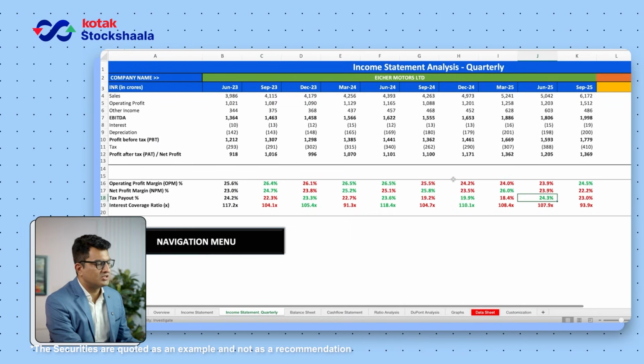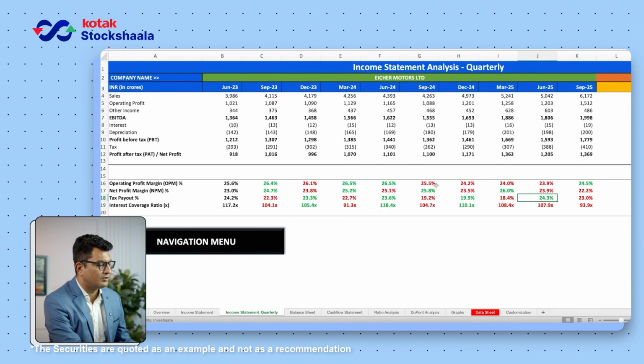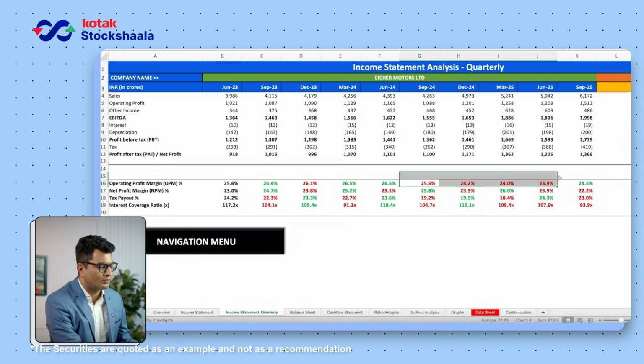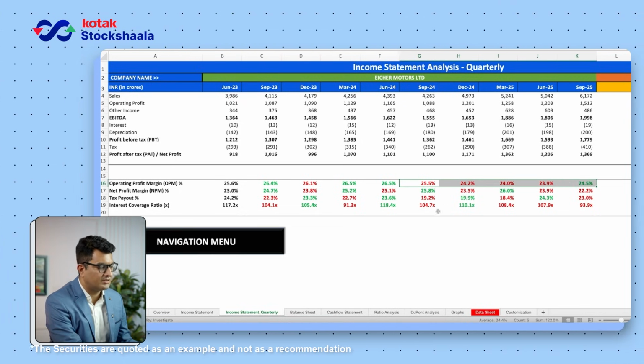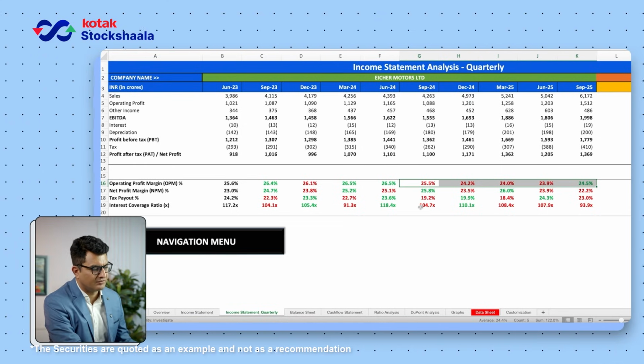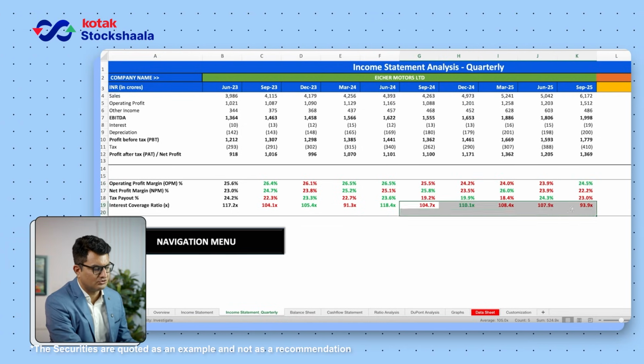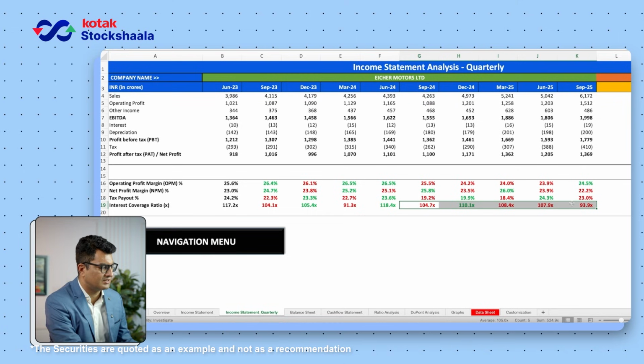So if you see here, there are different ratios on a quarterly basis, which will give you an idea whether my operating margin profile is steady, whether my net profit margin is steady, and what the interest coverage ratio is. Now this is a debt-free company, so the interest coverage ratio and all that is great.